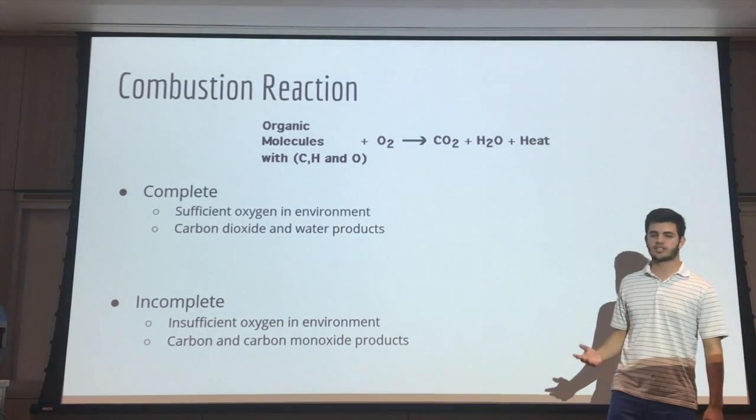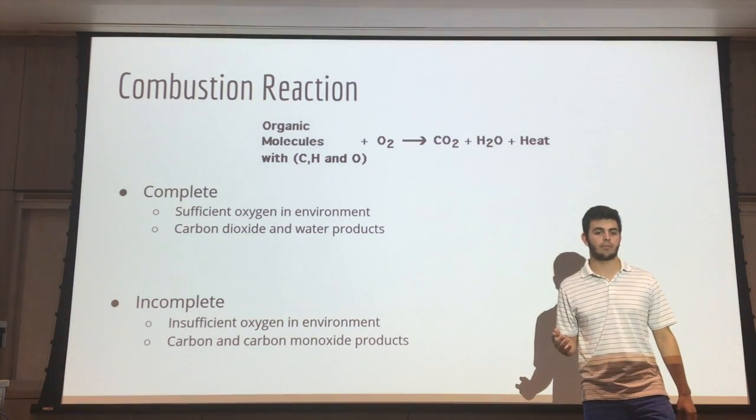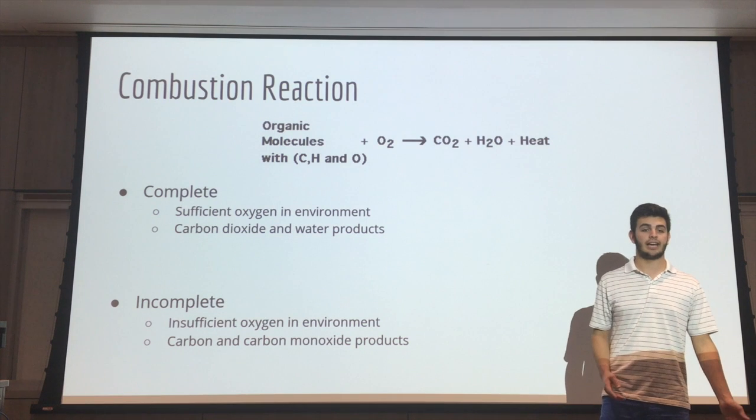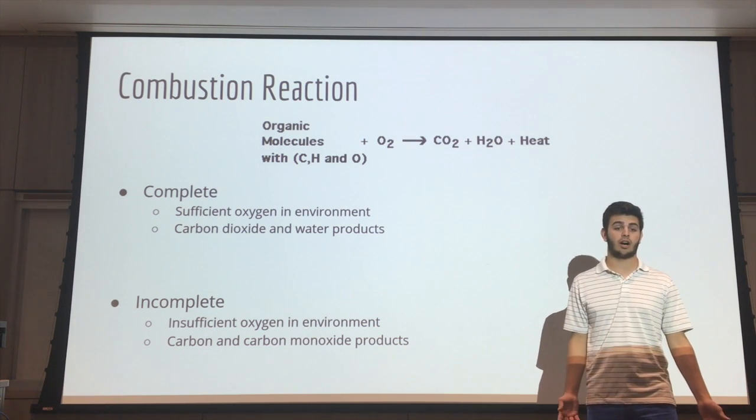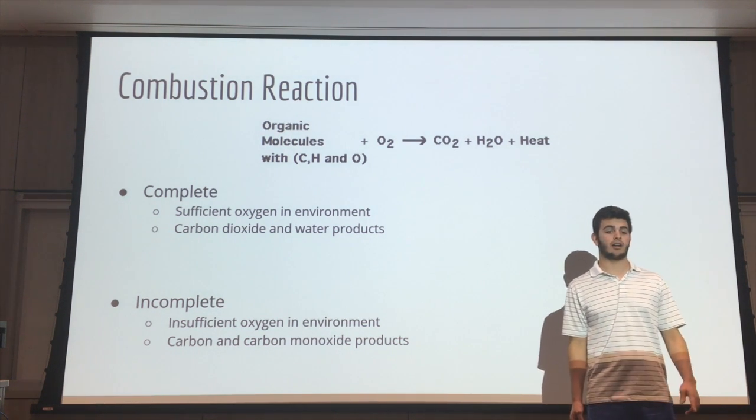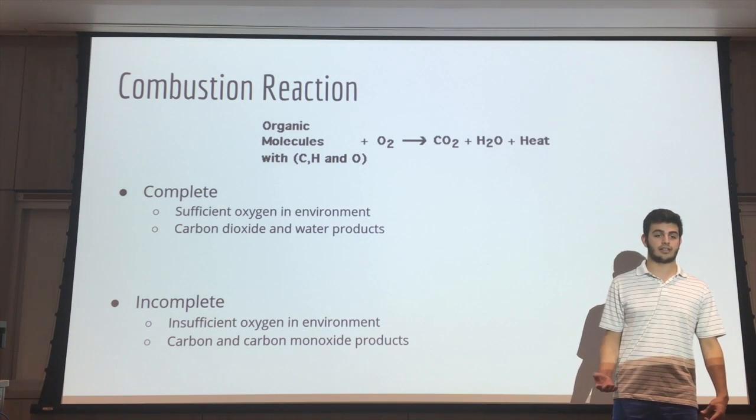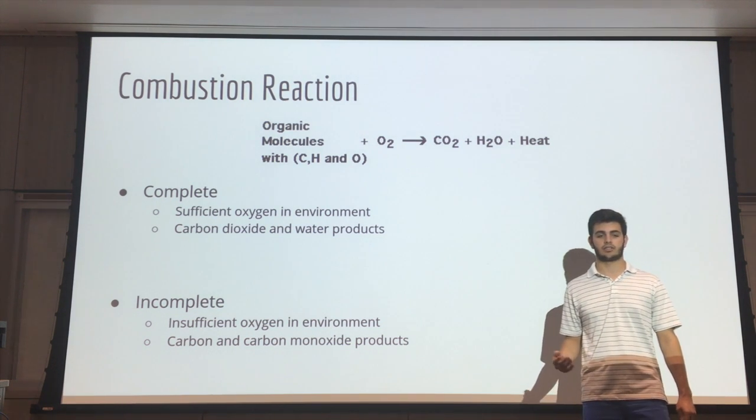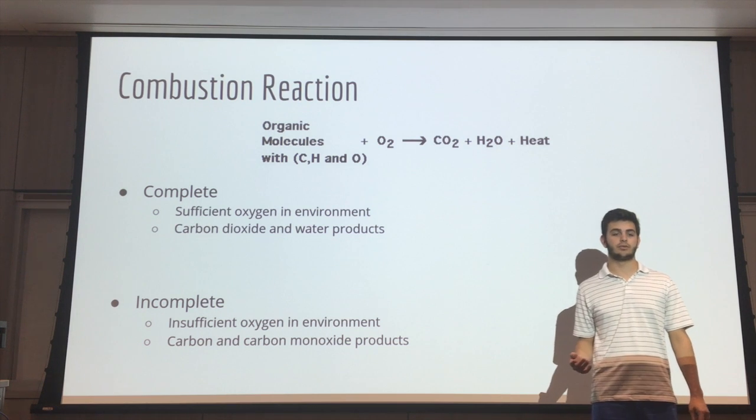Okay, so a combustion is a high temperature exothermic chemical reaction between a fuel and an oxidant, which is usually in the form of oxygen, that will produce an oxidized, often gaseous product, and also energy in the form of heat. Now there's two types of combustion.